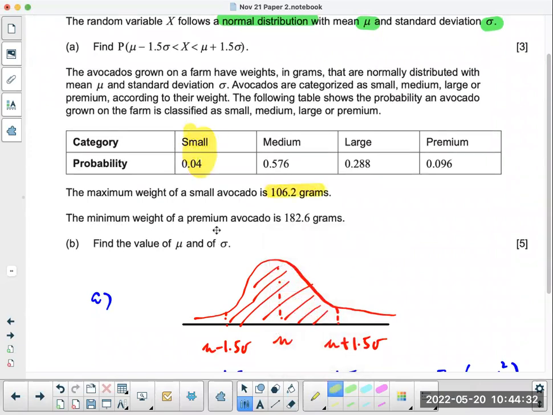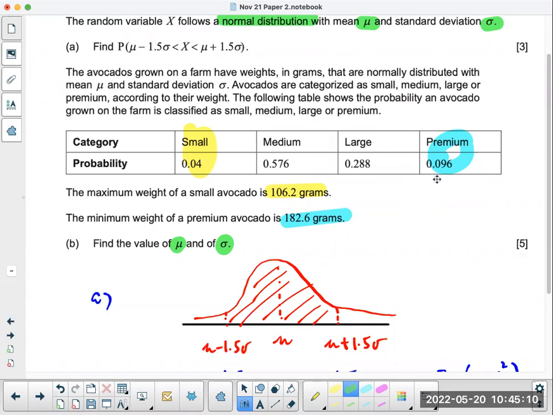The minimum weight of a premium is 182.6. Premium is over here. That's that. And you can see the question asks you to find both the mean and the standard deviation. Anytime you see that, right, you should say, 2 equations, 2 unknowns. That's what they want. I need to set up 2 Z-scores, and I need to solve for it. So first of all, I need to find the Z-scores for the 0.04. I need to find the Z-scores not for 0.096, but 1 minus that.